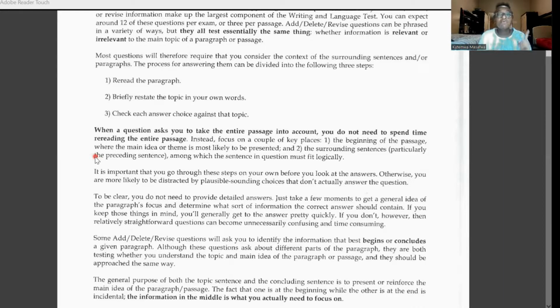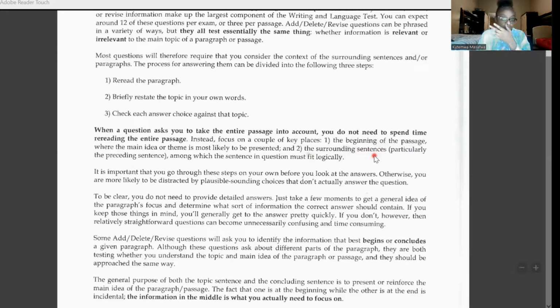The most important one is the beginning of the passage. Even in your writing, if you're writing a composition or a story, you're not just going to start out of nowhere, right? You're going to tell people what the passage is about. And so that's a trick that you can use. You can just go to the beginning of the passage and see what is being talked about. And then secondly, you can also look at the surrounding sentences, like I said.